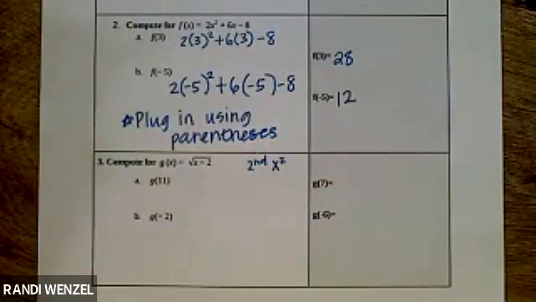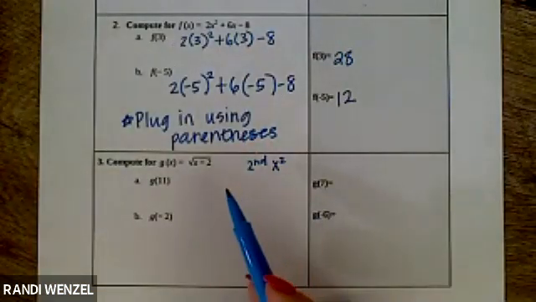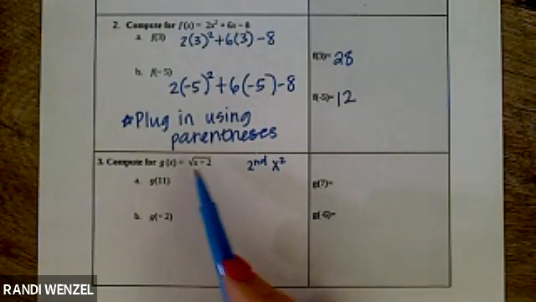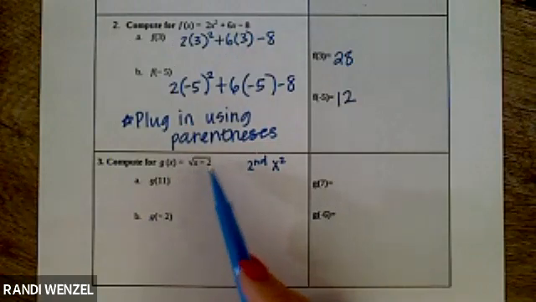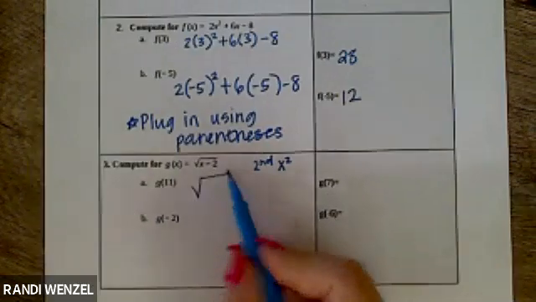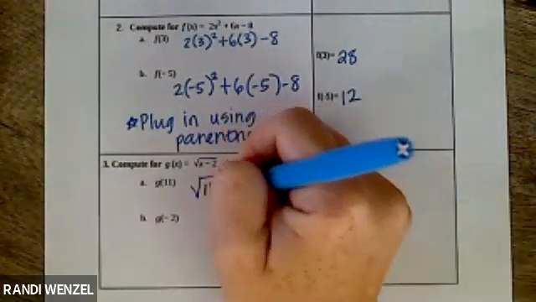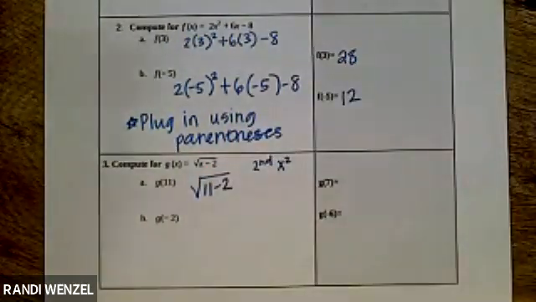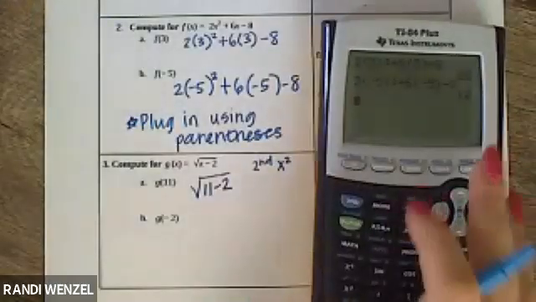Okay, now down below, this is a square root function. So when we plug this in, both the x minus 2 are in the square root. So make sure you remember that when you plug in. So we're doing the square root of 11 minus 2 on the first one. 11 minus 2 is 9, so we're doing the square root of 9.